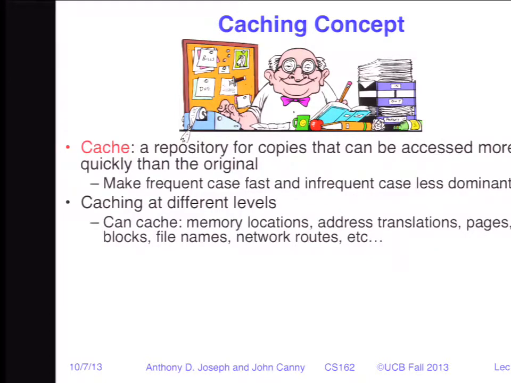So we can cache at many different levels. We can cache memory locations. We can cache address translations. This is what we're going to talk about today. We can cache pages, and we can cache file blocks. Pages we'll see on Wednesday. File blocks and file names and network routes and so on. Everything in a computer relies on caching for good performance, from the system level, from the chip level, all the way up to the application level.